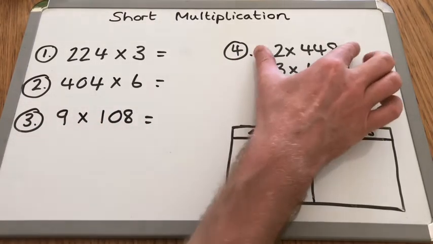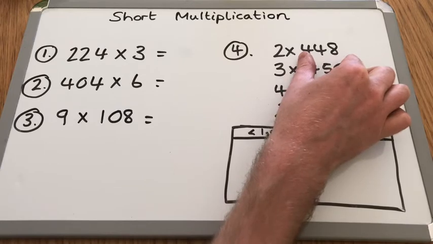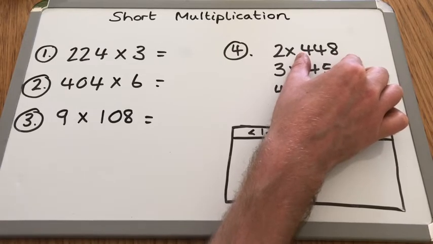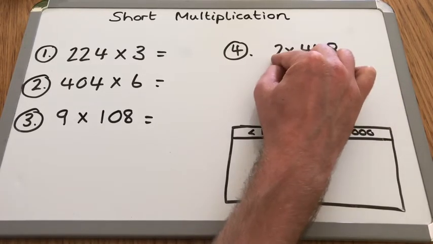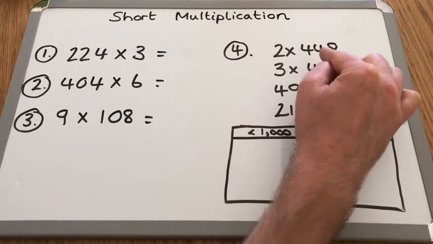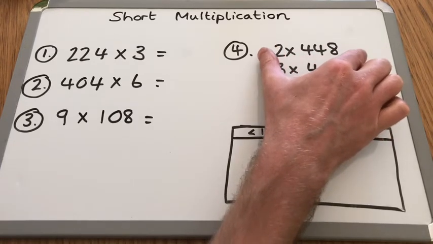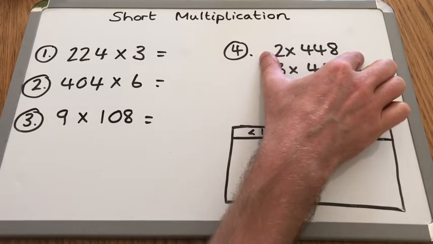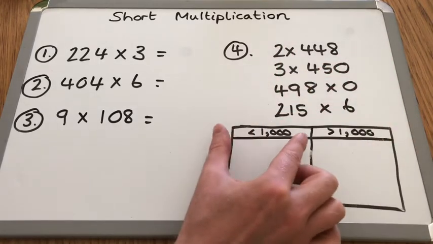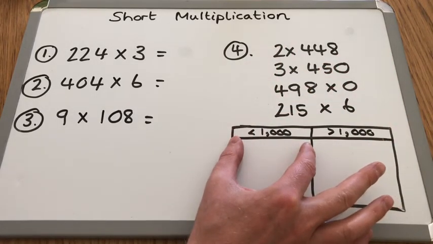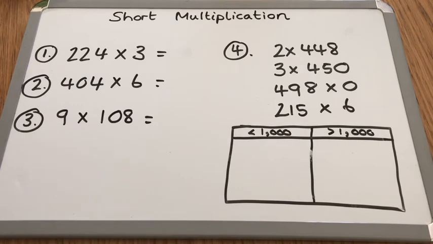So for example, the first one, 448 is less than 500, and 500 times 2 would be 1,000. So for me, this one here would be less than 1,000 when it was solved correctly. So I would place it in here. Once you've had a go at thinking through them and sorting them, if you really wanted, you could solve them with short multiplication to see how you got on. I hope you have fun practicing, and I'll see you again soon.